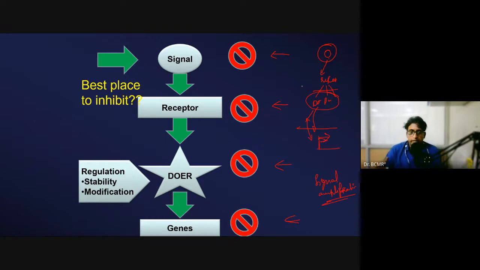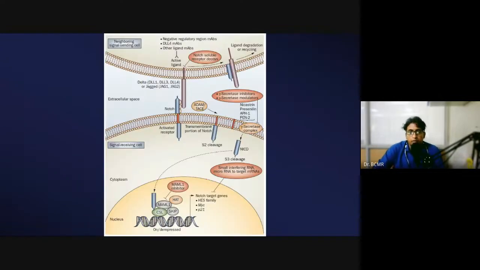So thinking on those lines, which is a better stage to influence? If you're going to attack or somehow inhibit the signal, that is a good thing. Lack of signal can be achieved, or degradation of the signal, or blocking the receptor is also one of the strategies. And then having inhibitors for the doer is also another strategy. Let's see a few of them.